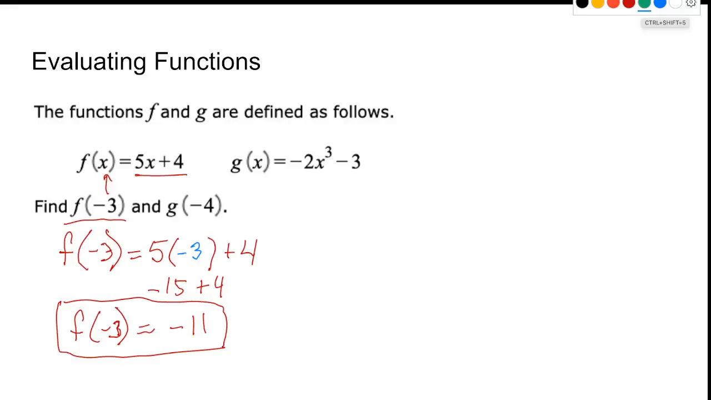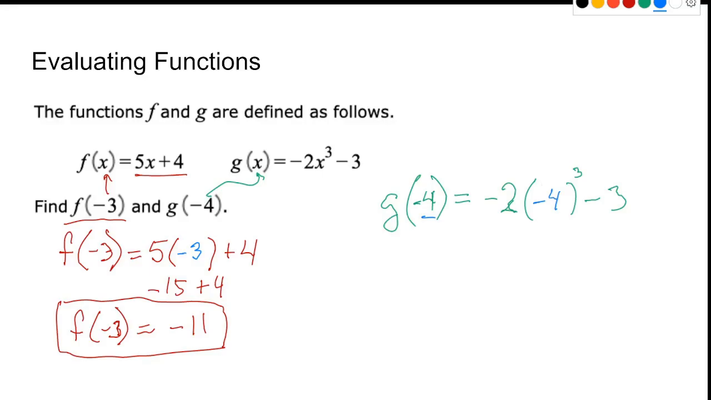So let's change colors here. When we look at g of negative 4, so negative 4 is what our x value is. So we evaluate that as g of negative 4 is going to be equal to negative 2x cubed minus 3. Again, our input is negative 4, so that goes in for where the x was, and we follow order of operations.